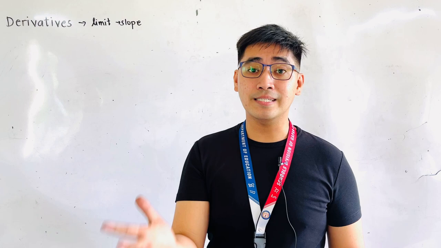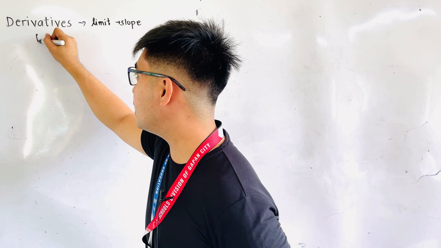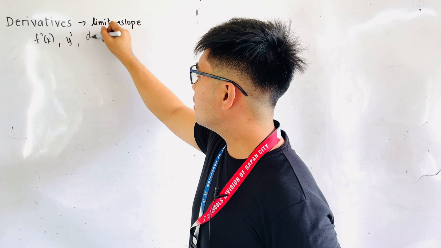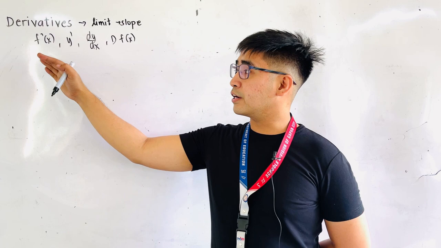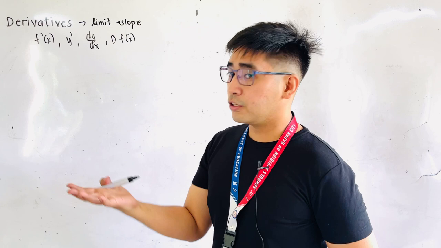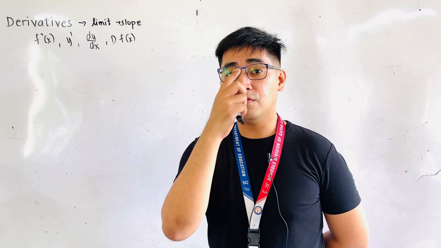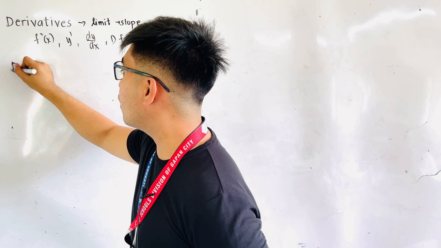So, what is the symbol for derivative? The symbol for derivative would be f prime of x, it can also be y prime, it can also be dy over dx, or it could also be the derivative of f of x. So, there are many symbols for derivatives. And these are only a few of the symbols that we'll be using in order for us to identify the derivative of a certain function. So, let's start with the derivative of a linear function.